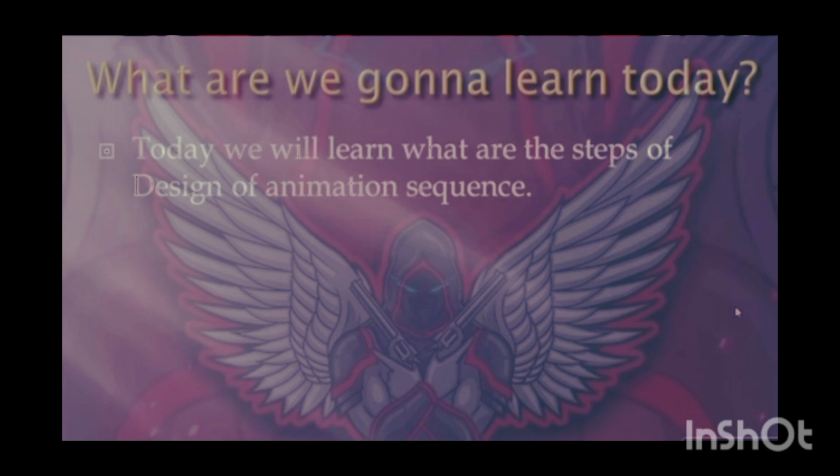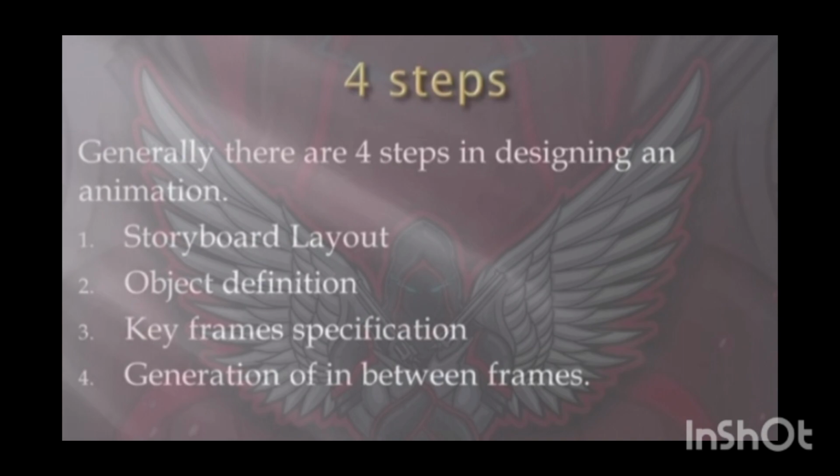Today we will learn what are the steps of design of animation sequence. Generally there are 4 steps in designing an animation. 1. Storyboard layout. 2. Object definition. 3. Keyframes specification. 4. Generation of in-between frames.